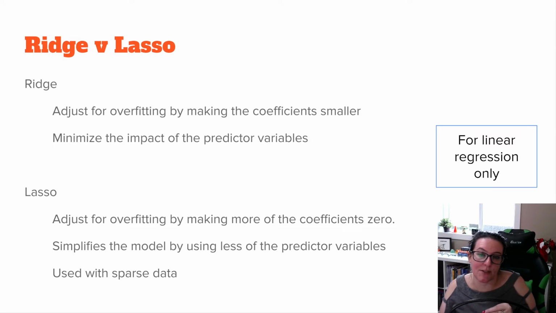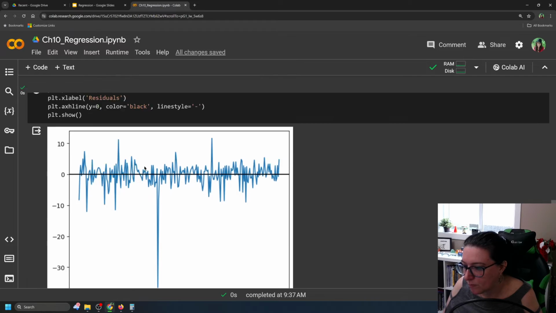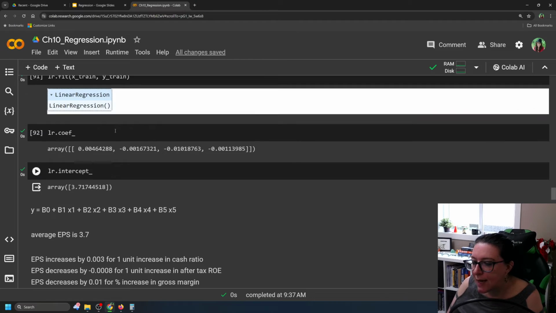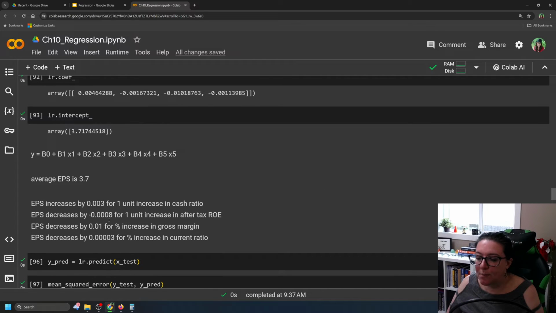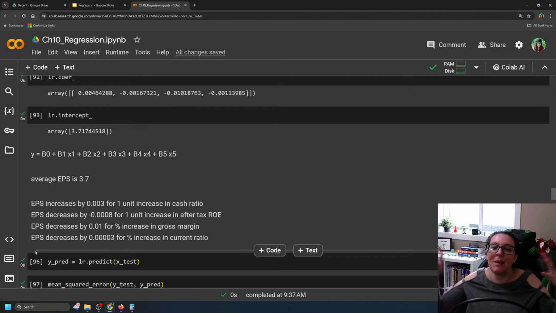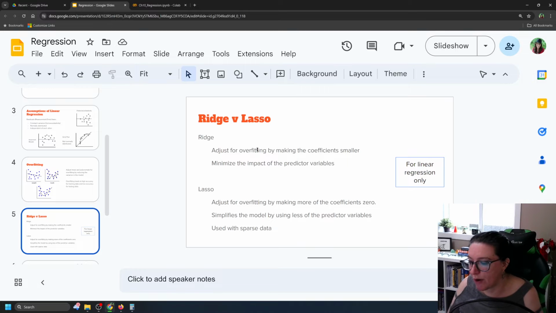The difference between ridge and lasso is that ridge adjusts for the overfitting by making the coefficients smaller. So what we're doing is minimizing the impact of some of the predictor variables. So if you think about, let's go back, the coefficients we found for our earnings per share, what we would be doing is taking these coefficients here and minimizing them each a little bit so that in the model itself, each one is having less of an impact on the earnings per share so that we can keep all of the variables that we have. We have lots of variables, okay? That is the ridge regression.